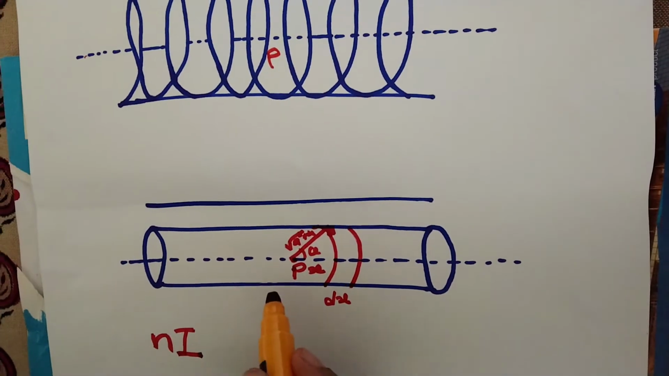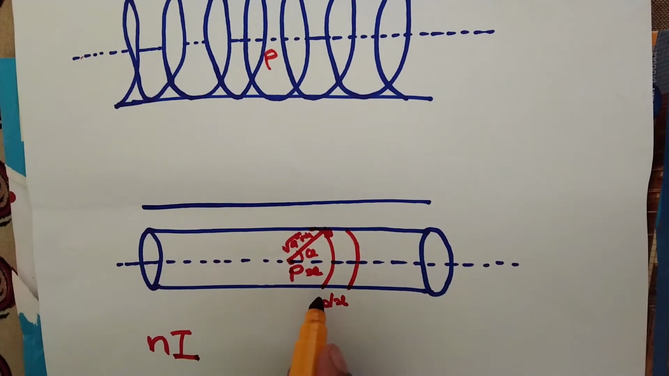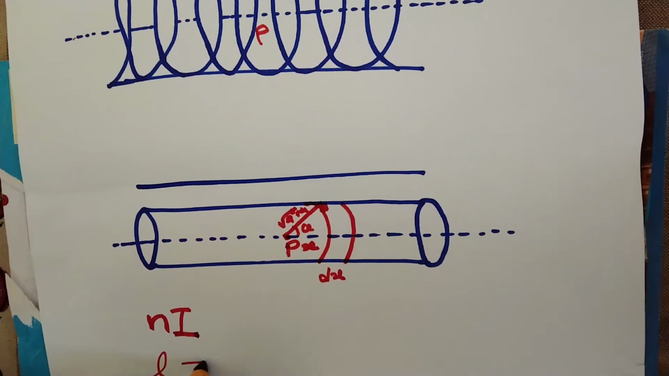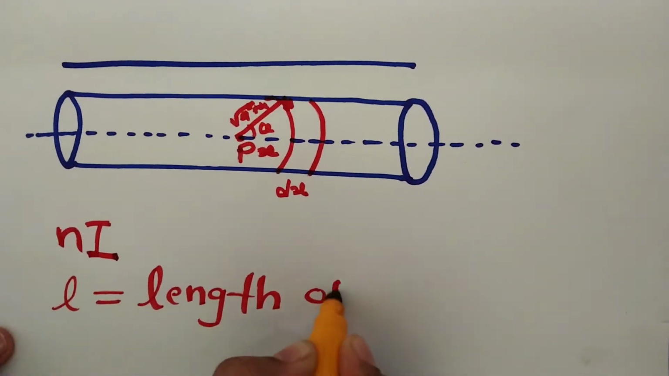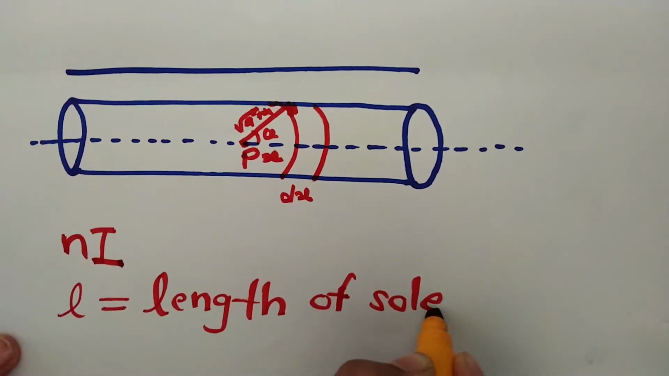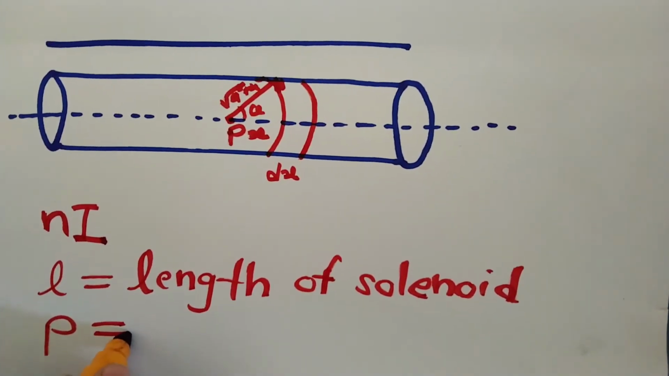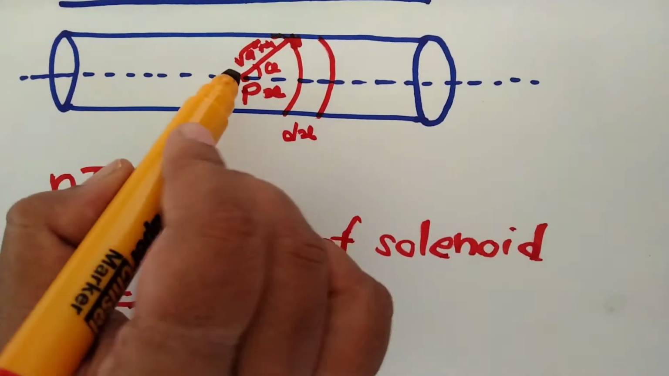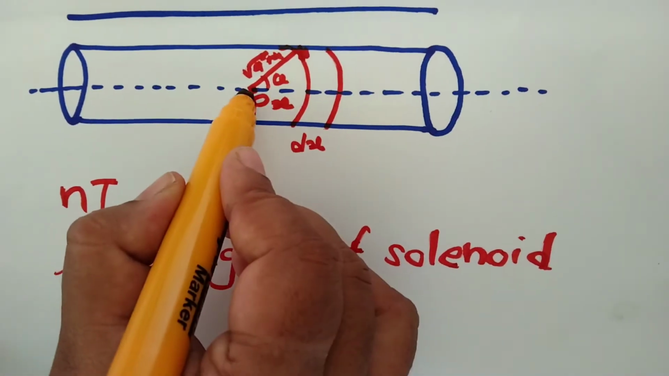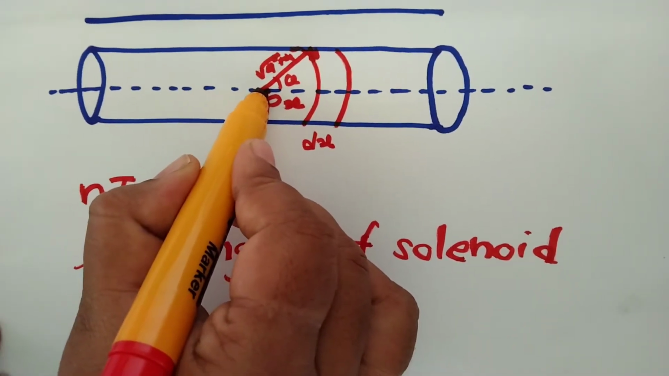Let us see in the diagram. L is the length of the solenoid. This is the axial line. P is the point where we find the magnetic field.